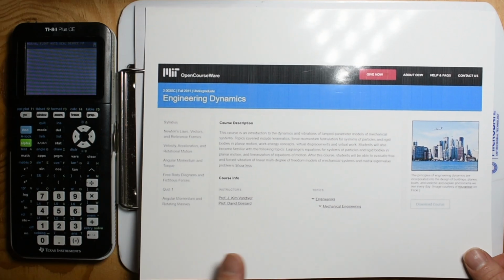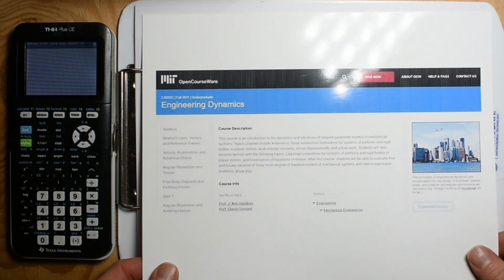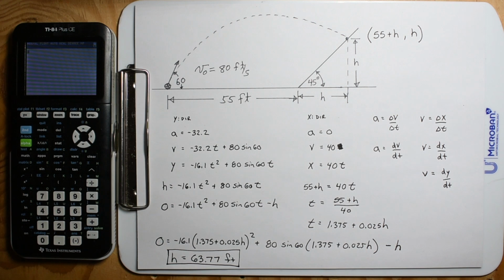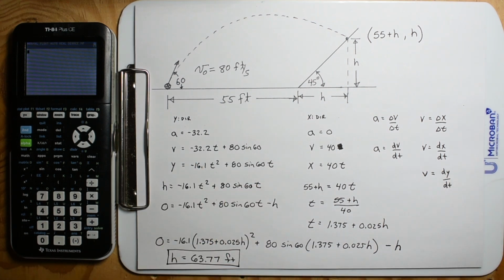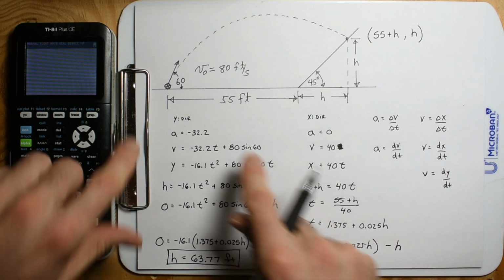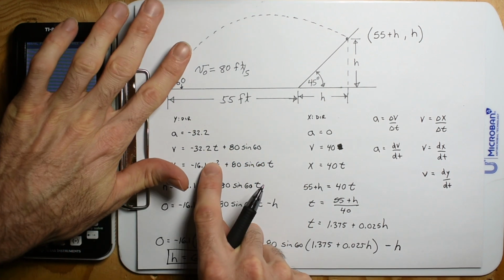Alright, hell yeah. So I'm taking the MIT Open Courseware Engineering Dynamics, and this is kind of the first problem. It's a kind of a refresher in kinematics, but it's not trivial. We have a football that's being kicked at some sort of angle.